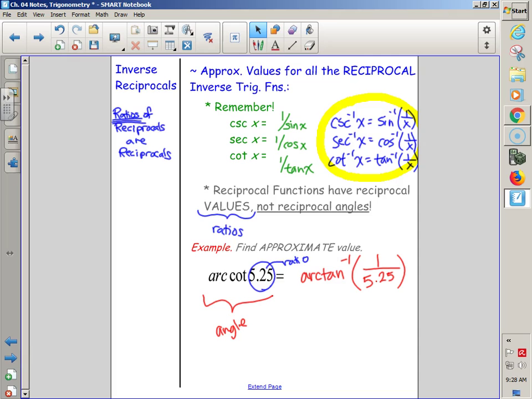It could be a degree. It could be a radian. Just make sure if it's a degree, you label it with a degree mark. If it's a radian, you don't.